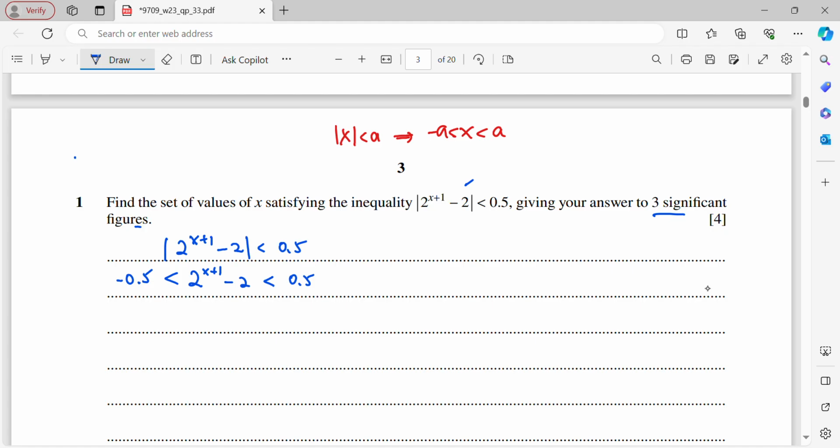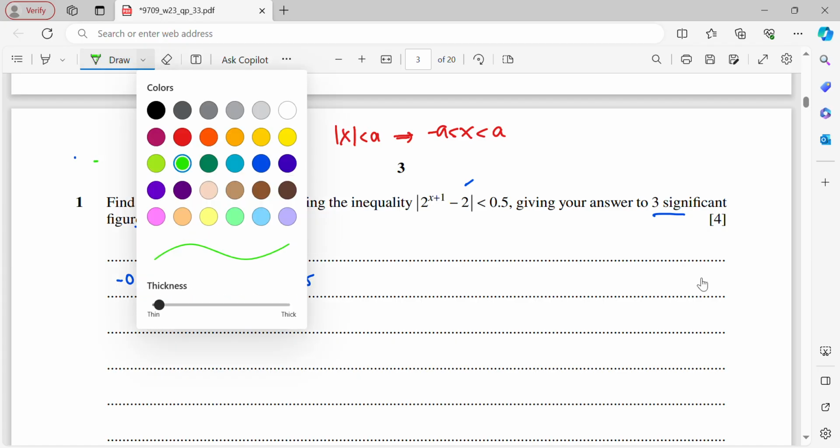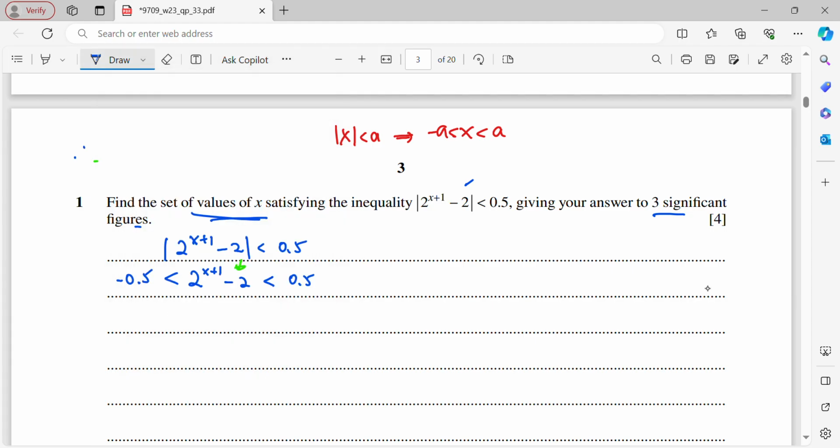From here we need to find the x value. That means now I have to eliminate the minus 2 in the middle term, so I have to add 2 to the whole inequality. Here I plus 2. That means you will be getting 1.5 less than 2 to the power of x plus 1, then less than 0.5 plus 2, which is 2.5.